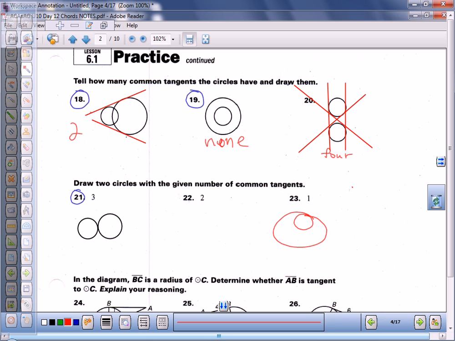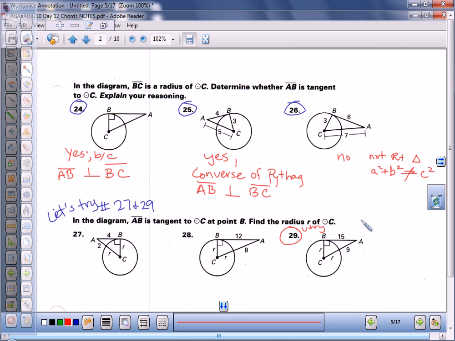Okay, any questions on 18, 19, or 21? All right, let's keep moving then. 24 is yes, because AB is perpendicular to BC. 25 is yes, because the converse of the Pythagorean theorem tells us we see that 3 squared plus 4 squared does equal 5 squared, so we know they're perpendicular because that's a right triangle. And this is no, because A squared plus B squared does not equal C squared.